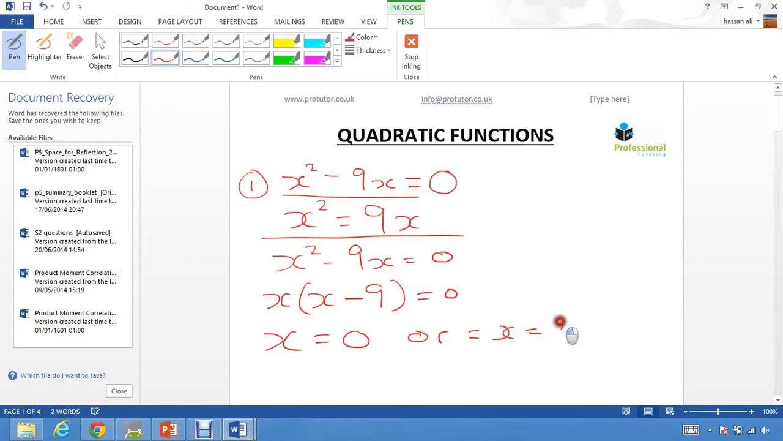because anything divided by 0 is 0, or x is equal to 9, because if you have x minus 9 equal to 0, you take the 9 across, and therefore x will equal 9. So those are your two solutions. In quadratic functions you always have two solutions, unless the roots are the same, which you'll see in an example to come.